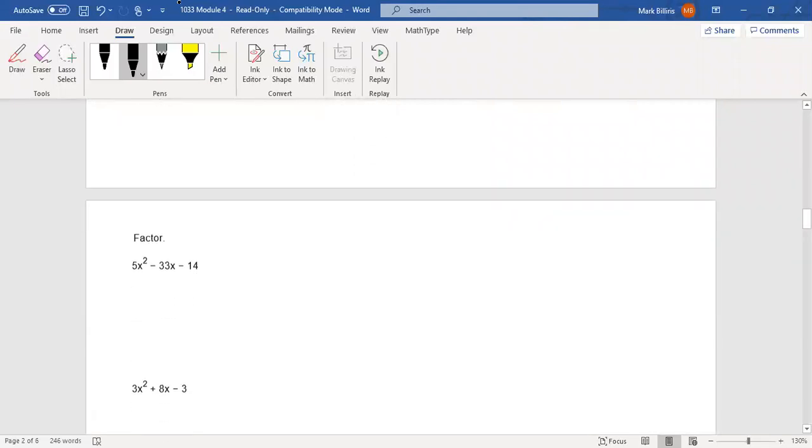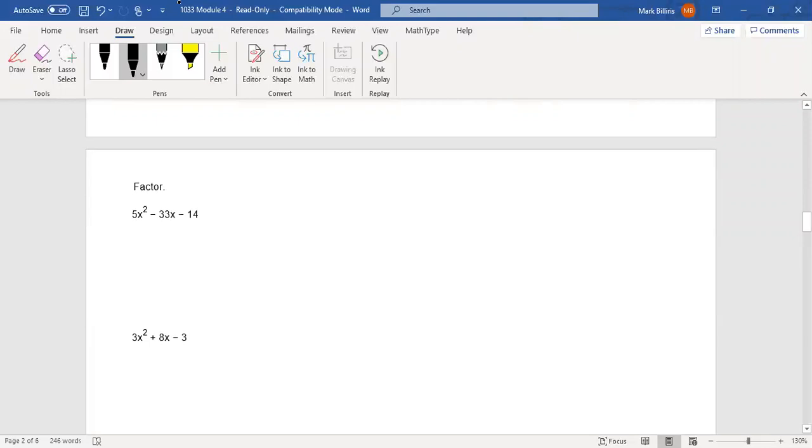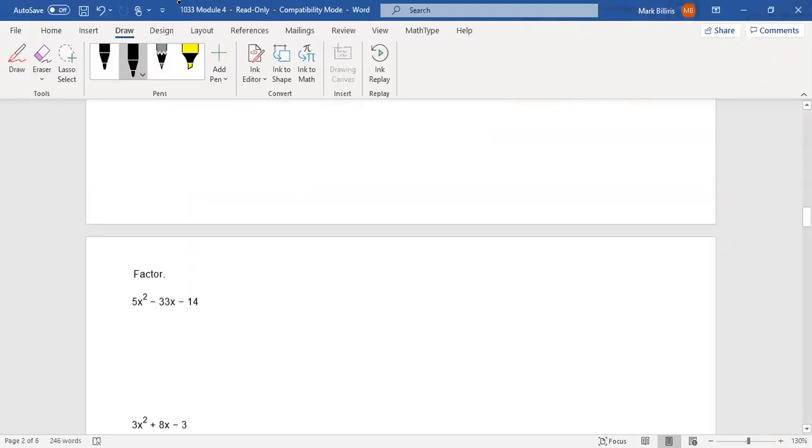Okay, now let's get into ones where our leading coefficient isn't 1. So the steps are still going to be the same. I'm going to look to see if anything divides into all of my terms. So I would be removing the greatest common factor. In this case, nothing divides into 5, negative 33, and negative 14. There's no common factor. So that means I'm going to take my 5 times my negative 14, and that's going to give me a negative 70.